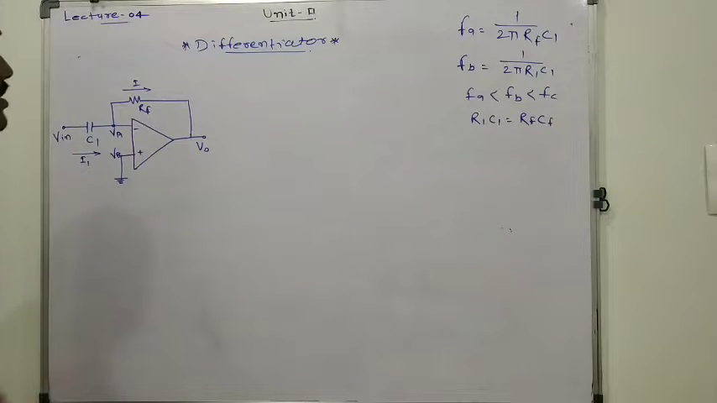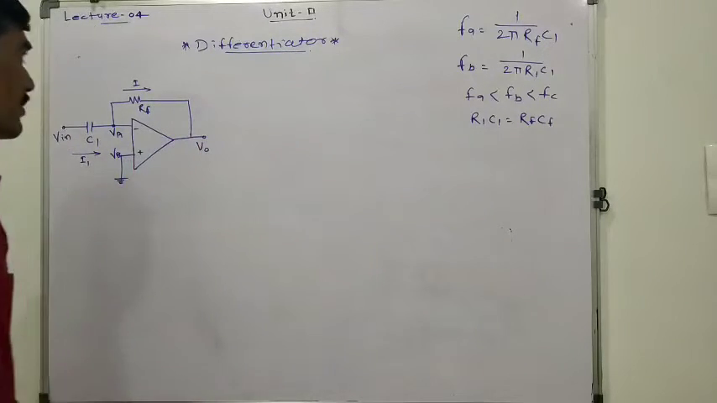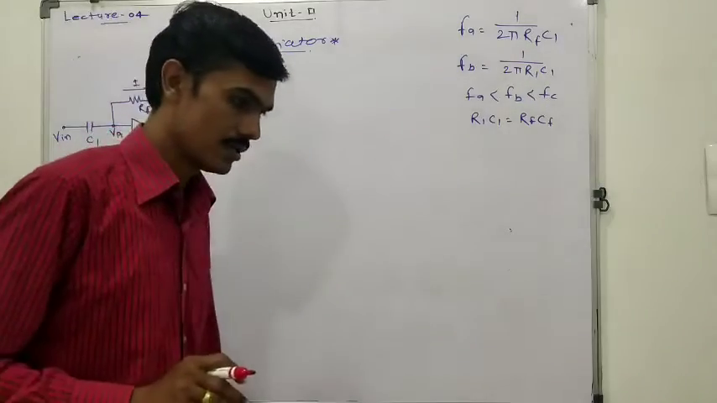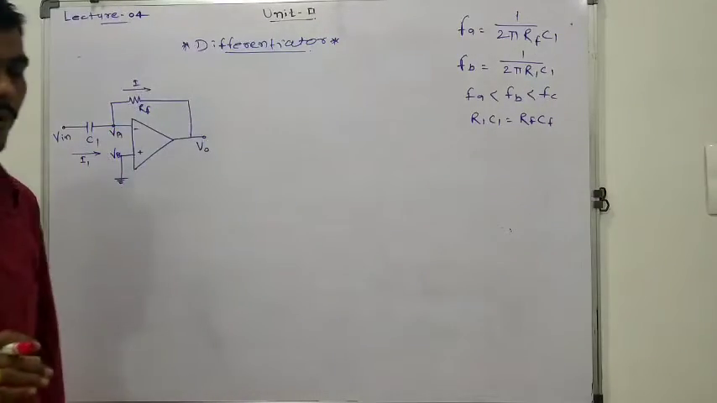Today we will discuss the differentiator. A differentiator is a circuit which differentiates the input. There are two types of differentiator: one is the active differentiator and one is the passive differentiator.